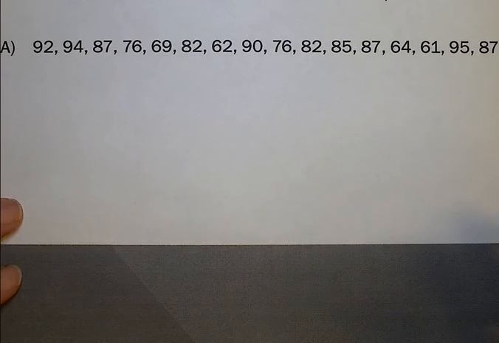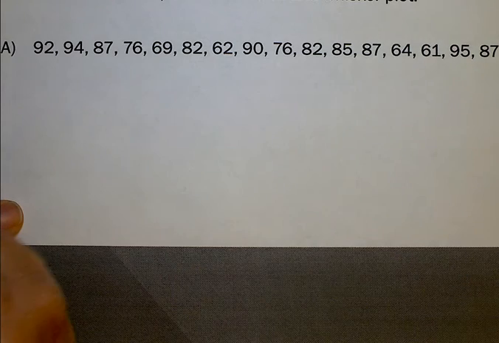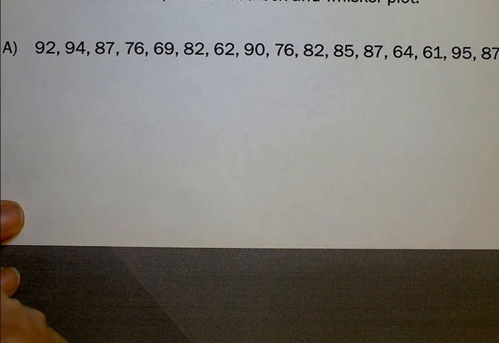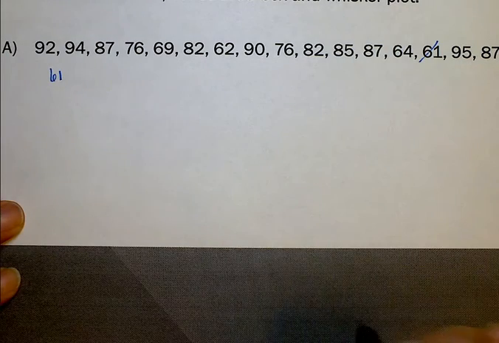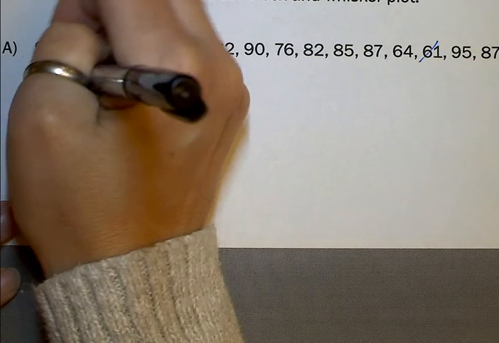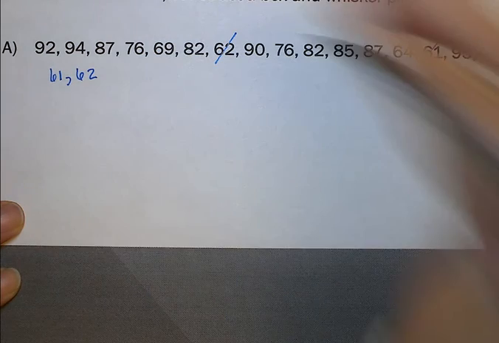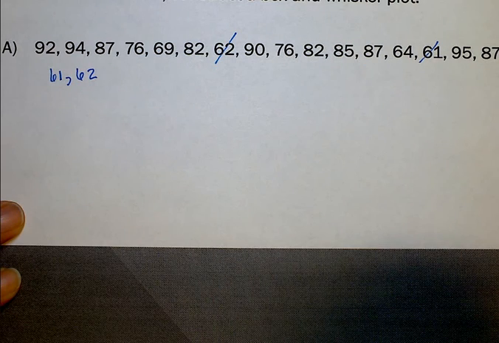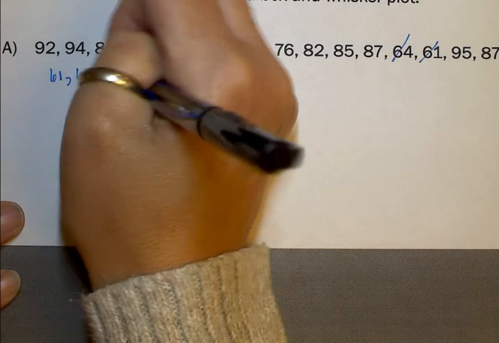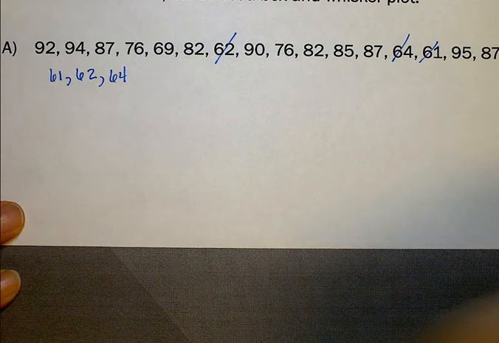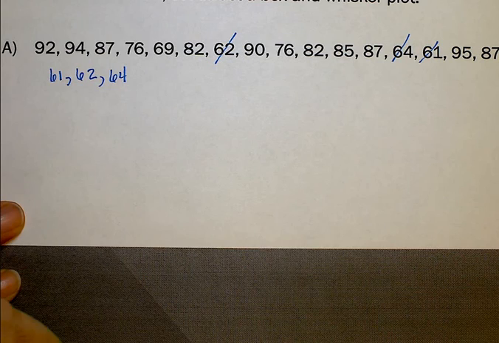All right, example number 2, we're going to do exactly the same. So we're going to start with the lowest number. My lowest number is 61. Mark it out, it's been used. Okay, after that I see a 62. Mark it out. From 62, I get a 64. Mark it out. After 64, the next number I see is a 69.